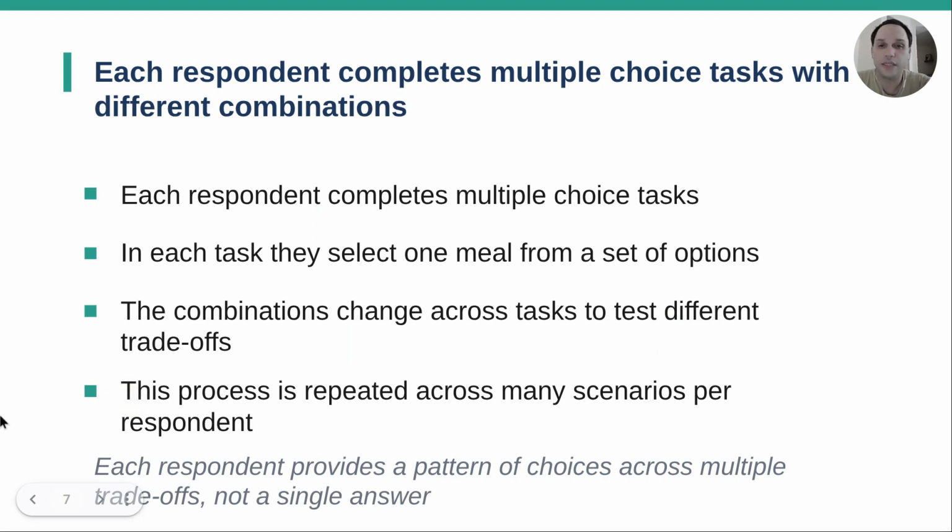A single choice task is not enough to estimate preferences. Each respondent completes multiple tasks. In every task, the combinations change. A chicken sandwich that appears with fries in one task may appear with fruit in another. Prices also change across tasks. By repeatedly observing choices across many different combinations, we generate the data needed to estimate preferences.